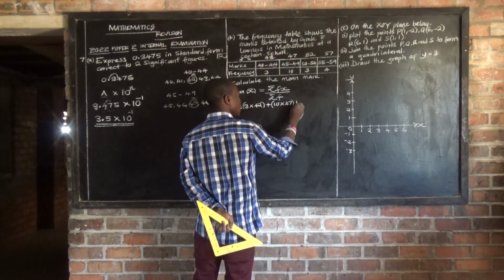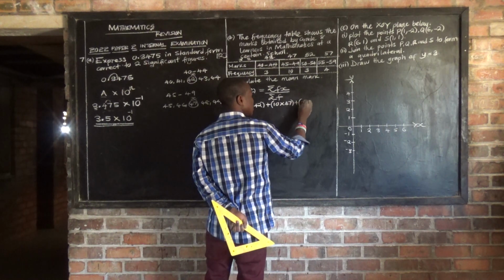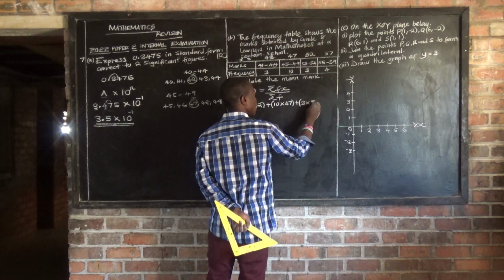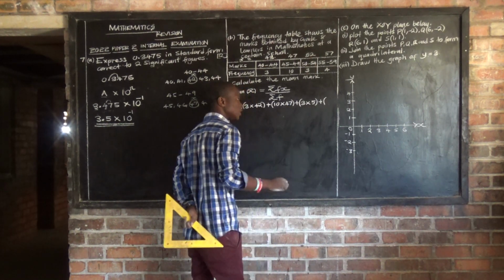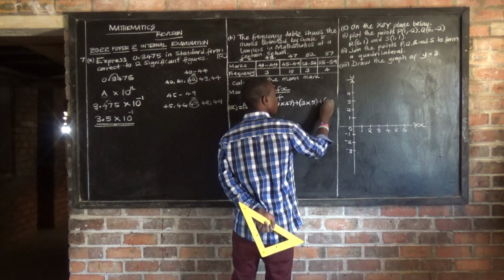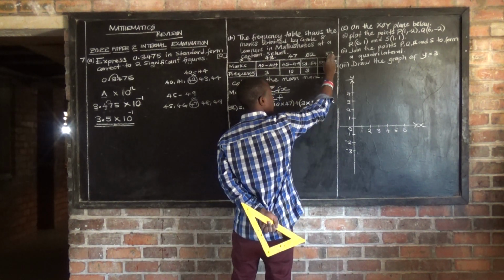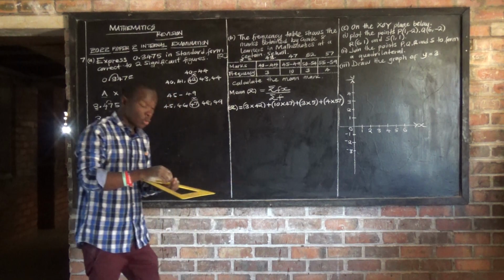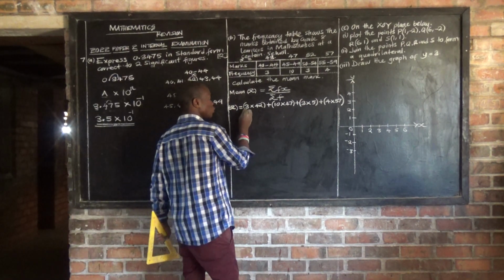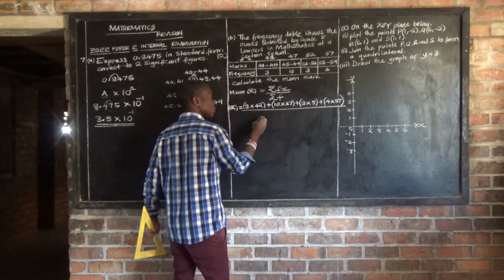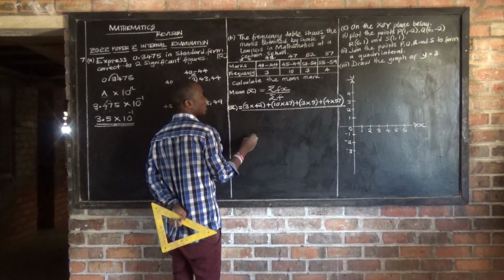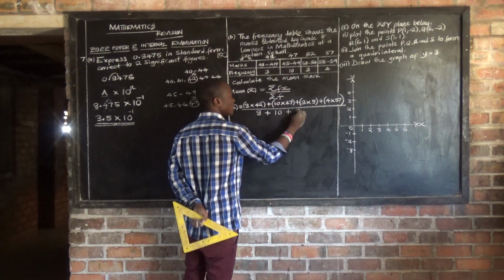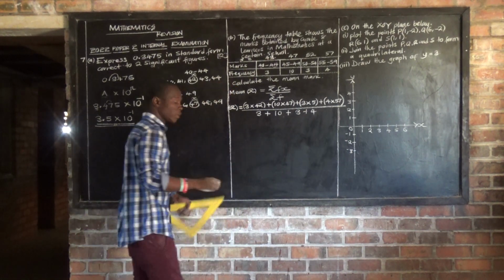47. Plus, our frequency is what? 3 multiplied by its corresponding midpoint is what? 52. Plus the last frequency is what, guys? Is it 4? 4 multiplied by our midpoint, is it 57, guys? Yes. Very good. Then you divide by the total frequency. So for the total frequency, you just add 3 plus 10, plus 3, plus 4. Are we together, guys?